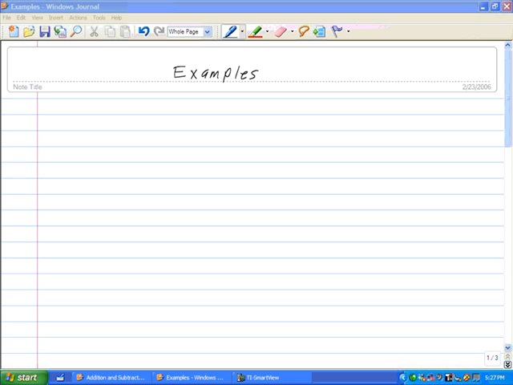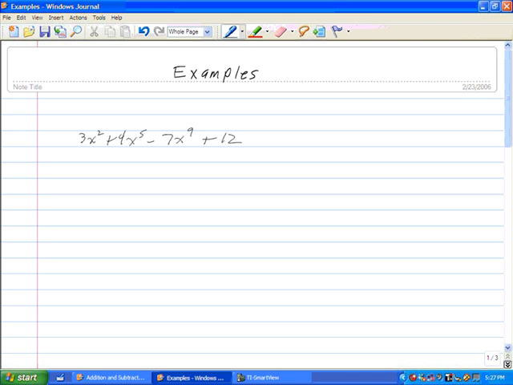Now, when you write a polynomial, there's a certain order in which it is supposed to be written. If I had 3x squared plus 4x to the 5th minus 7x to the 9th plus 12, that's not written in the proper order. Polynomials always have to be written in descending order, which means the negative 7x to the 9th needs to go first. The plus 4x to the 5th is after that. The plus 3x squared is after that. And the plus 12 is last. This is descending order, and this is always the order in which a polynomial should be written.